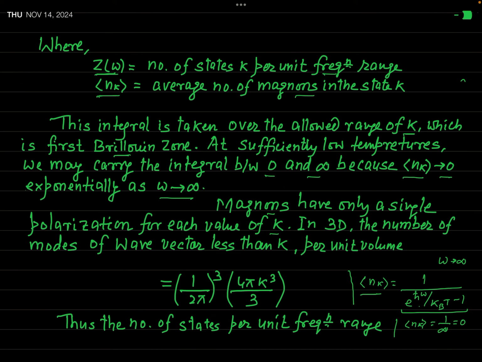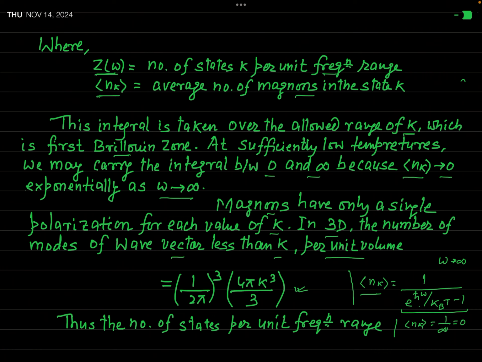Okay, and that's why you have studied in the chapter of lattice vibration that in 3 dimensions the number of modes of wave vector less than k per unit volume is given by this expression. This is the number of modes of vibration, 1 over 2 pi whole cube times 4 pi k cube over 3.